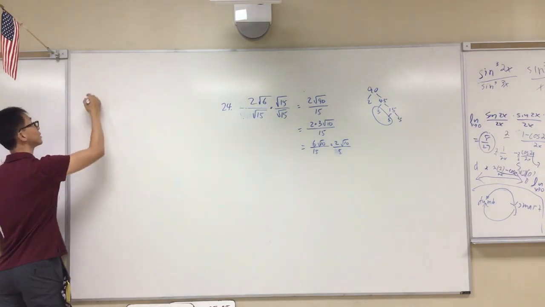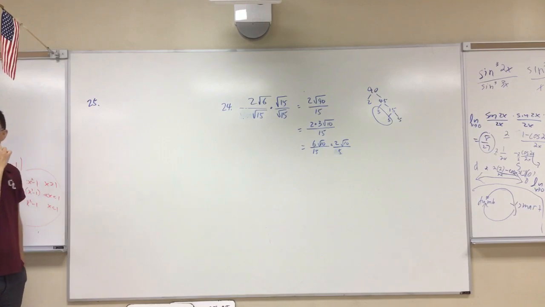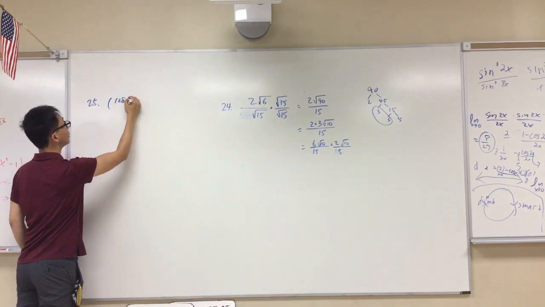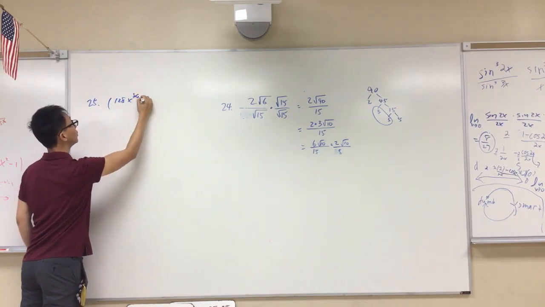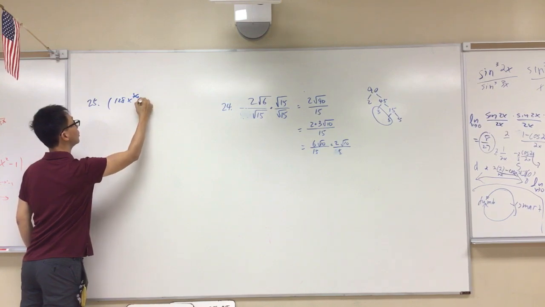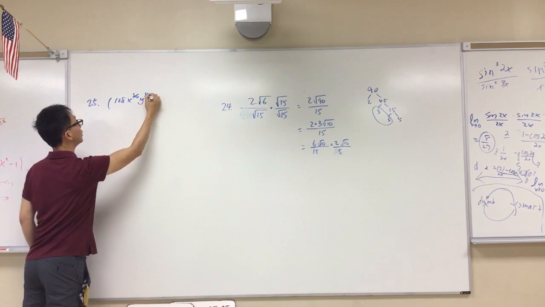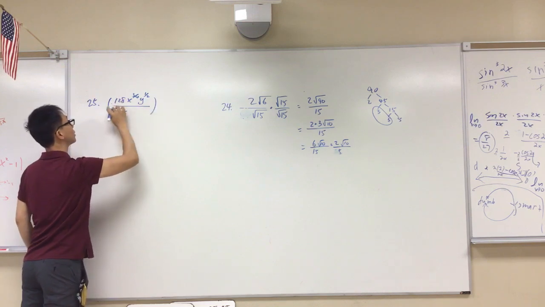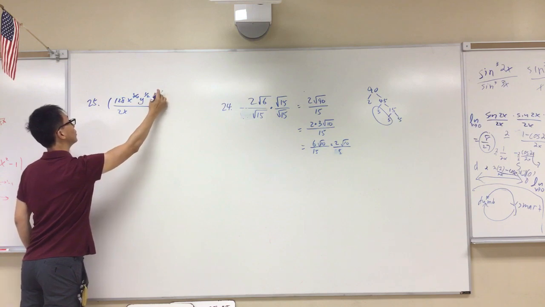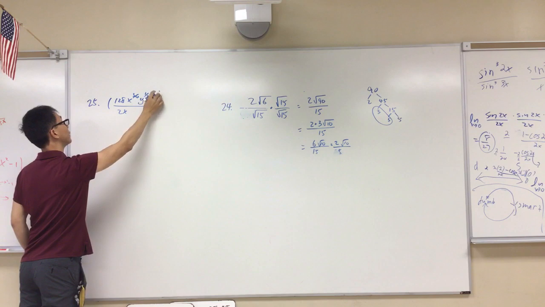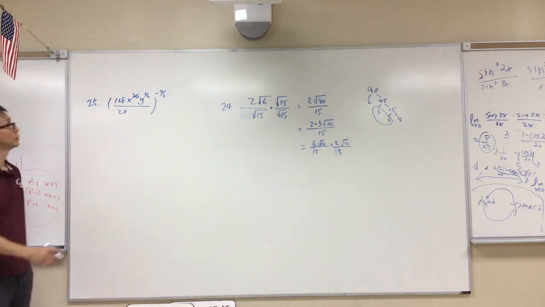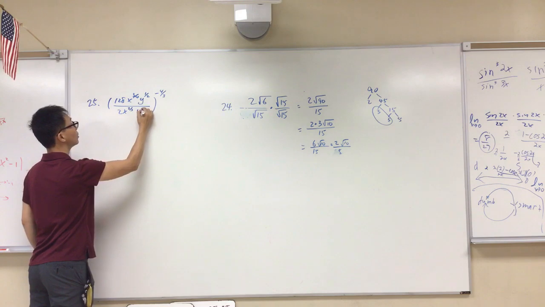What does question 25 say? Adriana, do you know what question 25 says? Yeah, it's parentheses, 128 x to the 3/4 y. I'm sorry, y to the half over 2x. Which power? No, it's 2x to the third. Which power? Oh, that's -4/3. I think it's x to the 2/3, and then y to the -3/2.